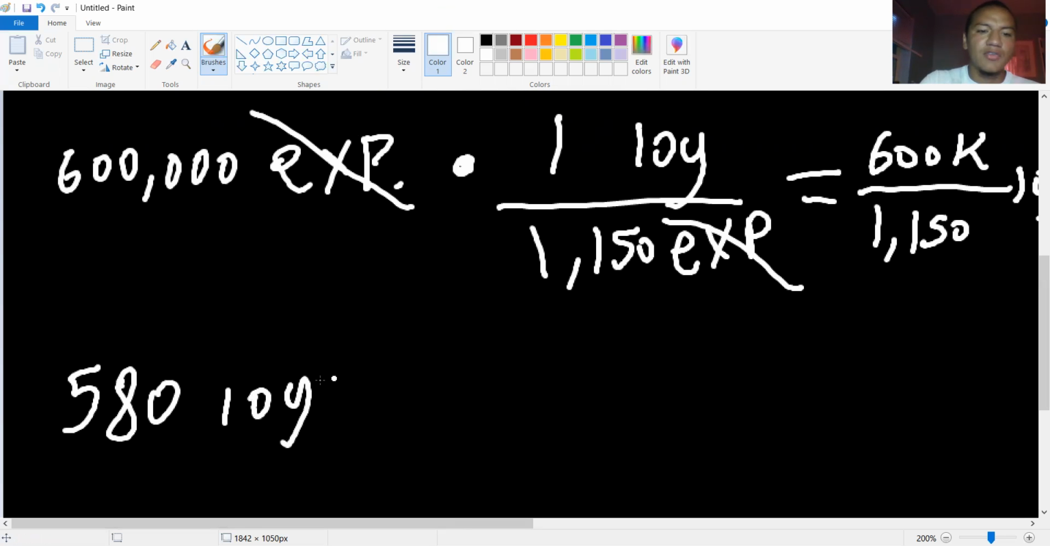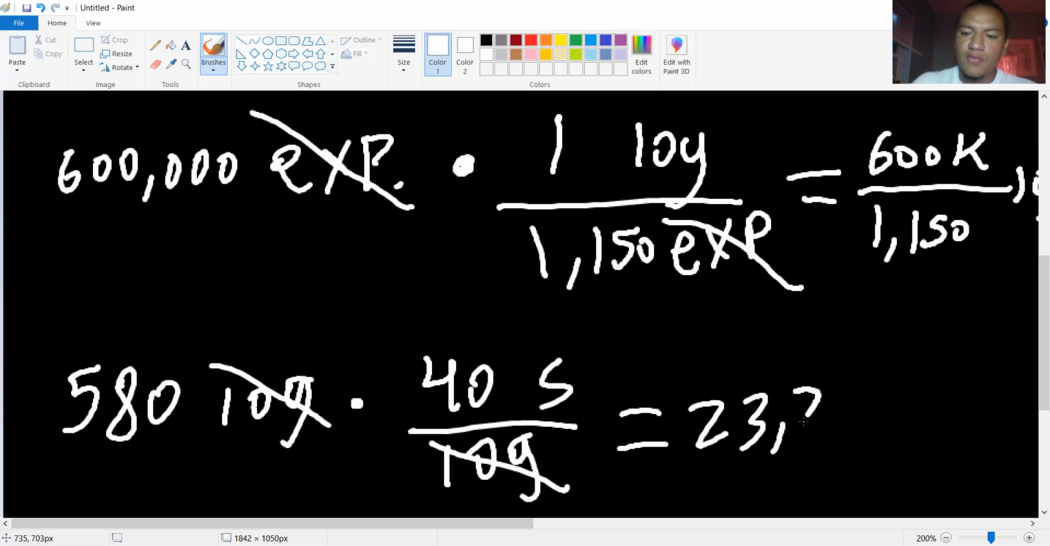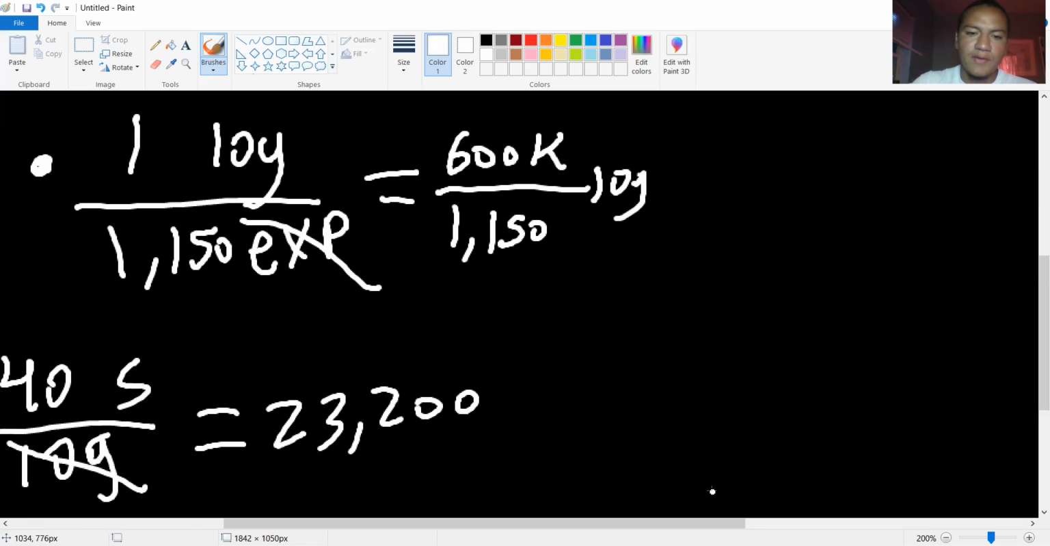Now, each log took me a long time. It took me 40 seconds to cut. So if I get 40 seconds per log, notice that the logs cancel out again. And so 580 times 40, that's 23,200. I used the mental math FOIL trick that I've shown in previous videos to arrive at this number. And that's a lot of seconds.